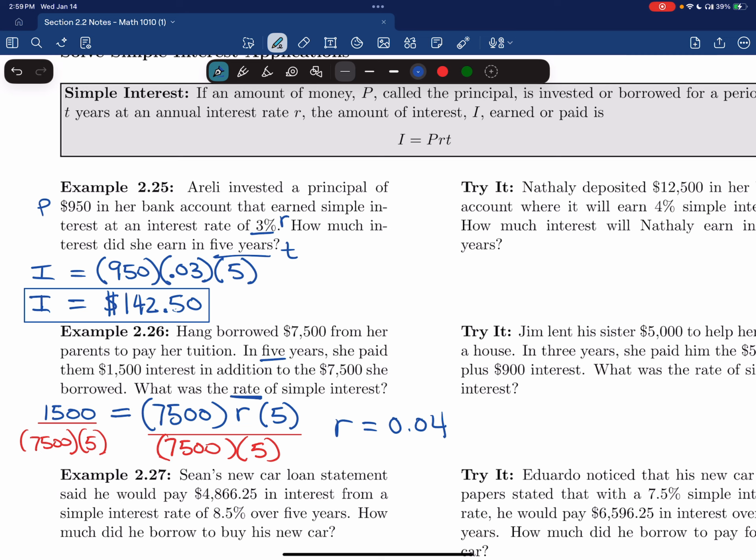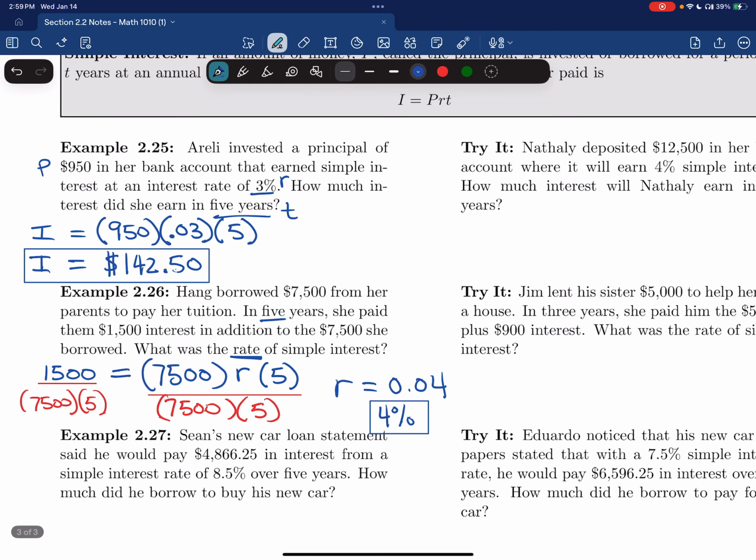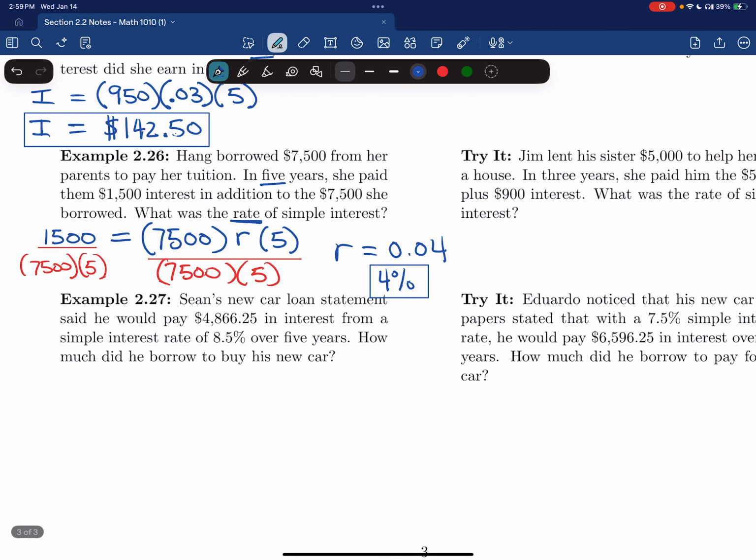Okay, now maybe we turn that into a percentage. So the interest rate that we have just found is a 4% interest rate, right? 0.04, when I turn it into a percentage, is 4%. That's a pretty fair interest rate that Hang's parents are offering her. It's equivalent to many of the rates for student loans these days.